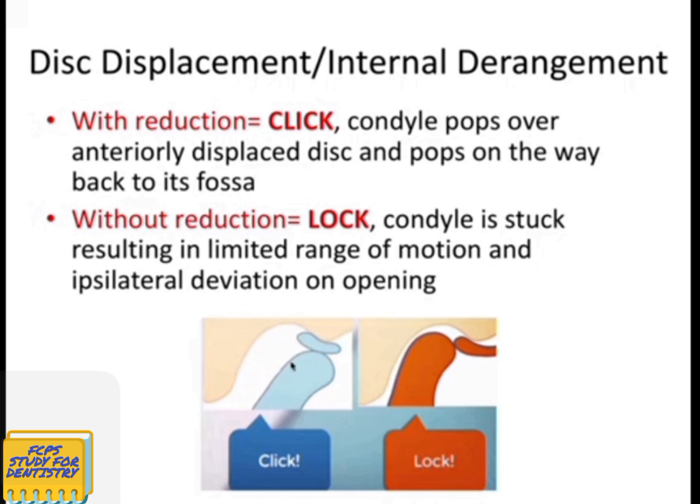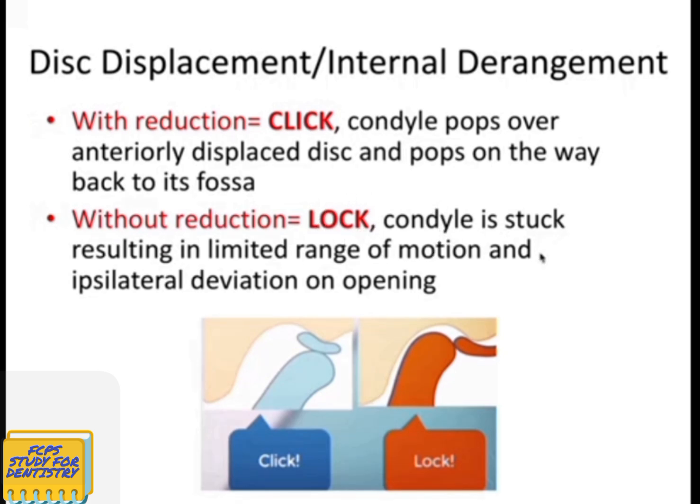So the condyle can still move, pulled by those muscles, but the ligaments failed, or there is some internal failure here where the disc is now anteriorly displaced and doesn't follow the condyle back into the glenoid fossa where it's supposed to be. So when you have reduction with your disc displacement, you get this clicking sound. The other option is without reduction, where the condyle is locked in place.